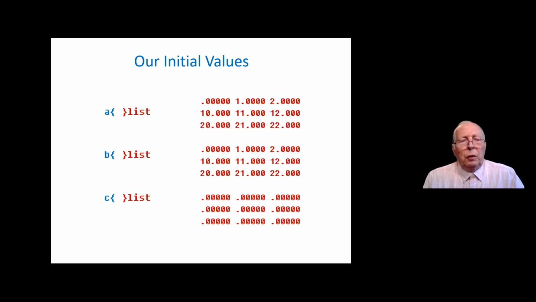Throughout this talk, we'll be using 3 matrices. The first 2 are loaded, as we showed above, with their row and column number, and the C matrix will begin empty.